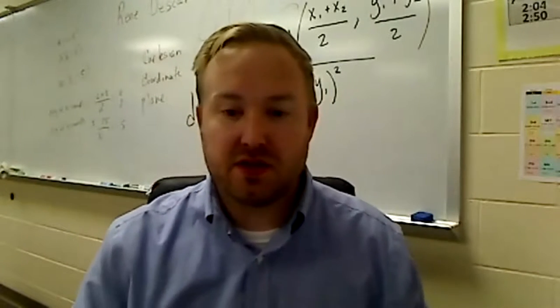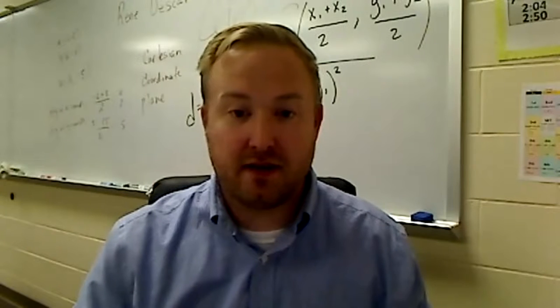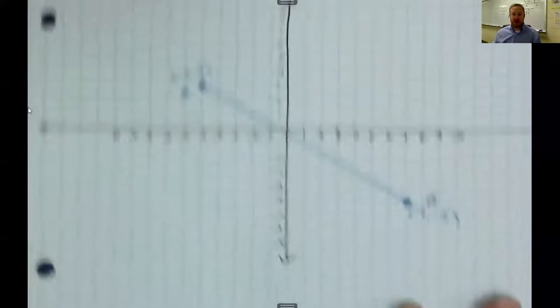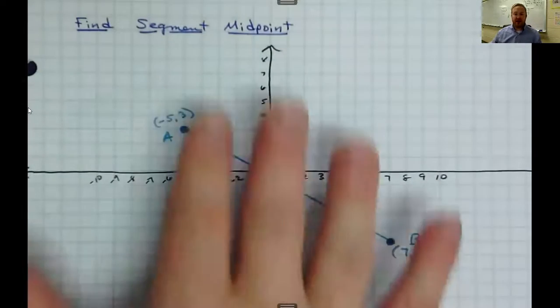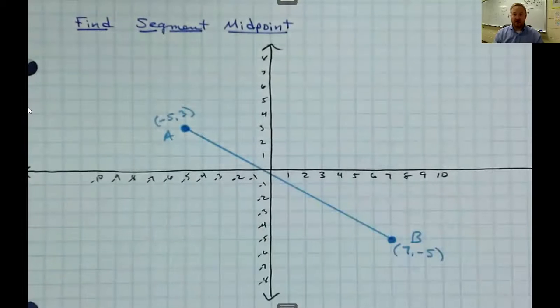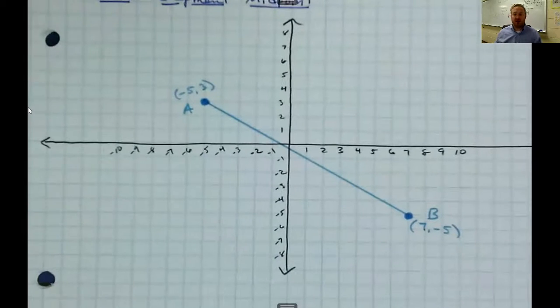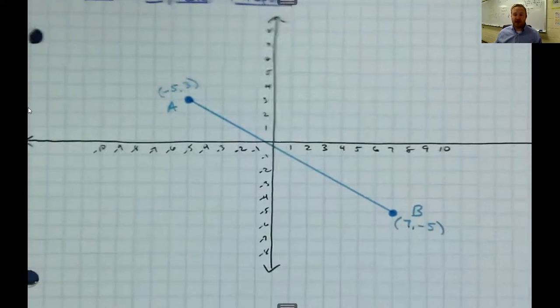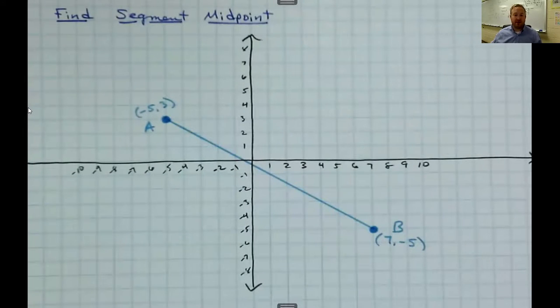Okay, so I'm going to start here by trying to share. Hopefully this works out okay. There we go. Okay, so I have a coordinate grid here, and if you want to take notes on your own, that's fine. You can do whatever you want. I'm not watching you, but I have a coordinate plane set up here with a segment. This is segment AB. And the goal of this problem is to find the point that is directly in the middle of this segment.